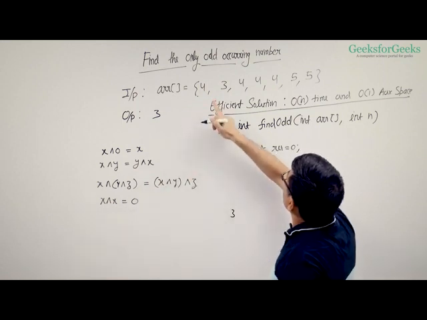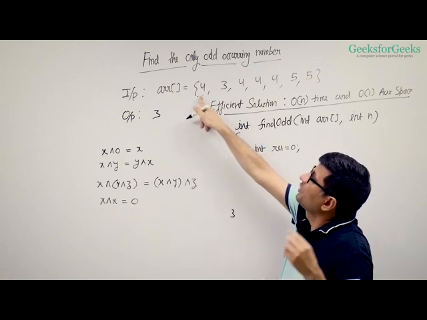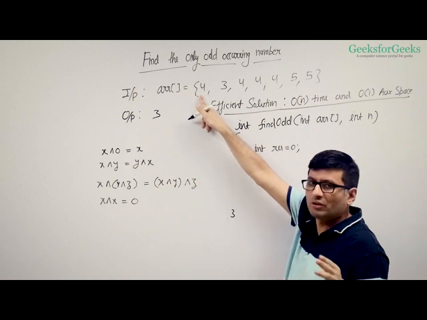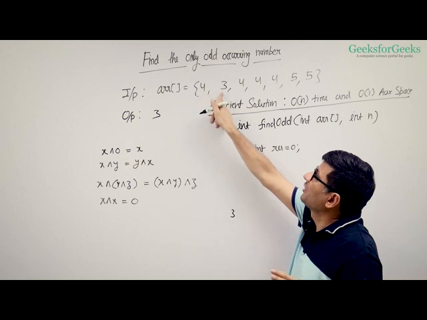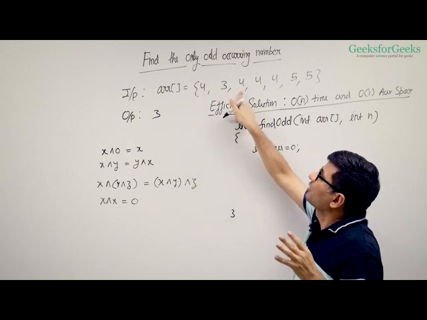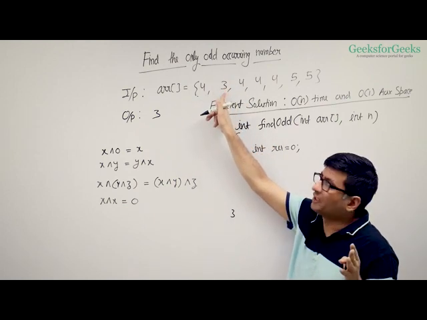The even appearing numbers will cancel out each other, right? When you initialize your XOR as 0 and you do XOR of 0 with 4, your XOR will be something. Then you do XOR with 3, it will be something. Then you do XOR with 4. So this 4 and 4 will cancel out with each other. And your XOR is going to be 3 again.